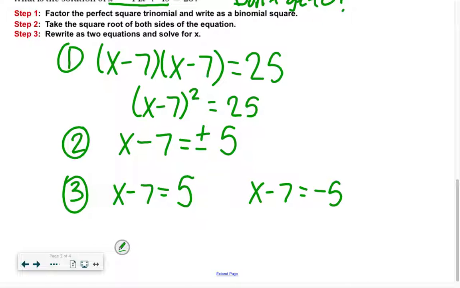If I add 7, this one, x equals what? 7 plus 5? They're close. If I add 7 to negative 5, I get 2. So we have two answers. x equals 12 and x equals 2. Then that's the final answer. Final answer.